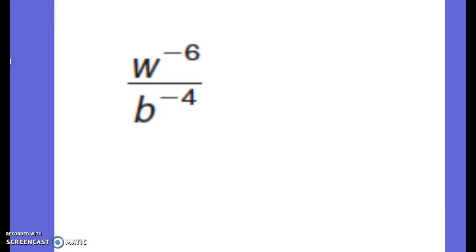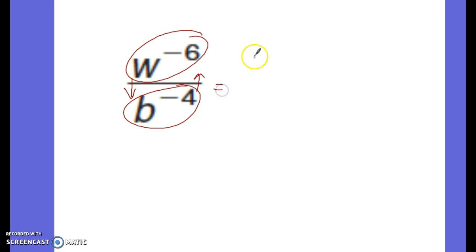The next one you had to simplify. Negative exponent, he has to go down, he has to come up. So you get b to the positive 4th over w to the positive 6.